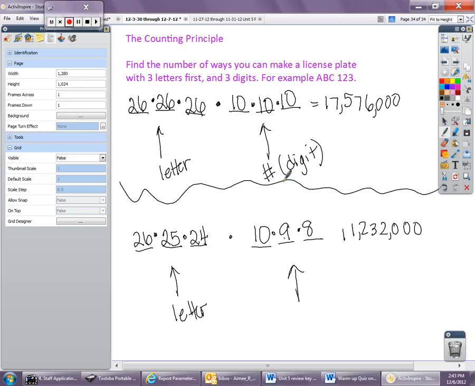Okay, so this is going to be your counting principle. We briefly went through this, but again, I wanted to make sure that you understood the difference between the two.